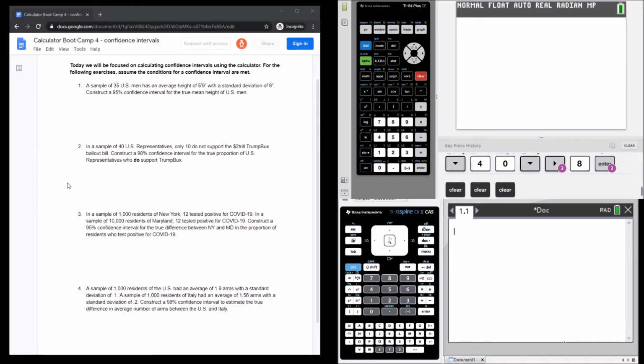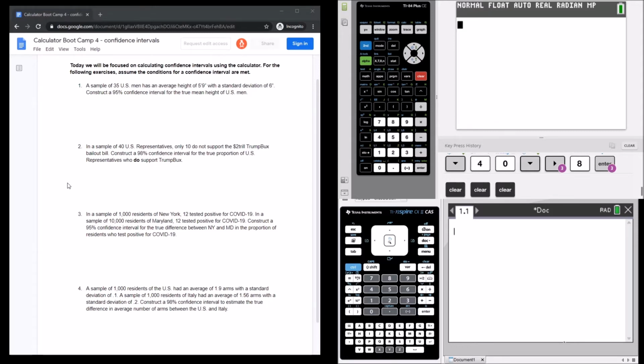So today, I want to mention again that we're focused on using the calculator to calculate the confidence interval. We're going to assume in each of these cases that the conditions for the confidence interval are met. And now, again, like we did last time, we are really going for core skills. So I'm going to teach you how to use the calculator to quickly find a confidence interval.